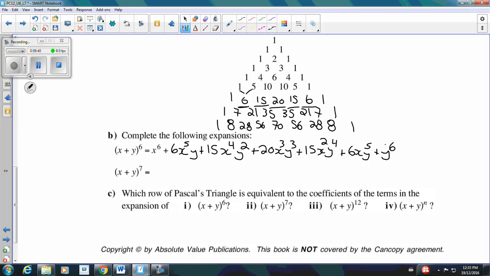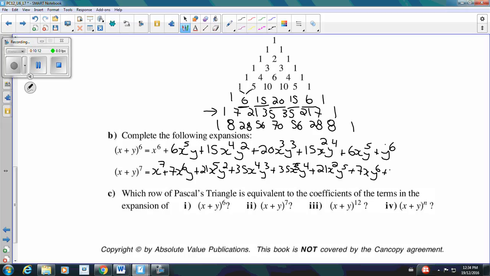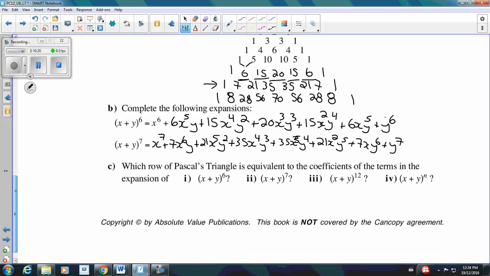Same idea with the exponent x plus y to the 7. I'm now working with the next row. So I have x to the 7 plus 7x to the 6y plus 21 x to the 5y squared plus 35 x to the 4y cubed plus 35, x to the 3, y to the 4, plus 21, x squared, y to the 5, plus 7x, y to the 6, plus y to the 7. So the numbers from that row are my coefficients. My exponents always add up to 7, and I'm decreasing x, increasing y.